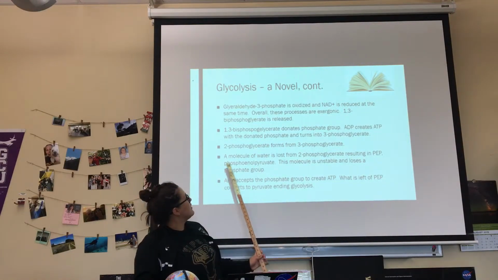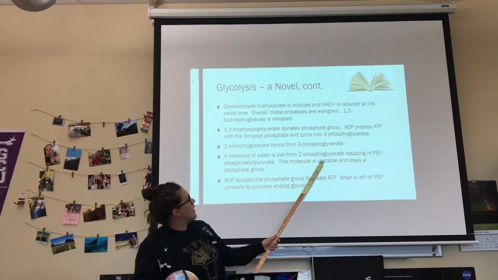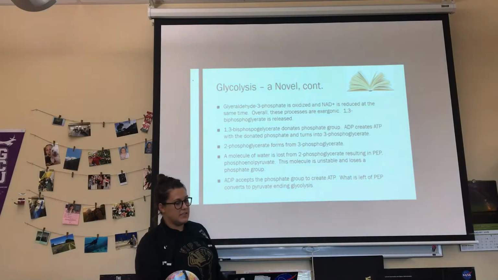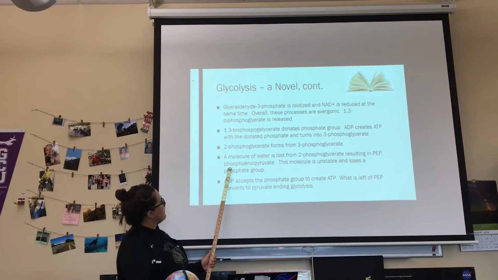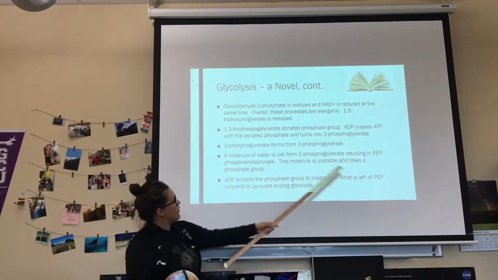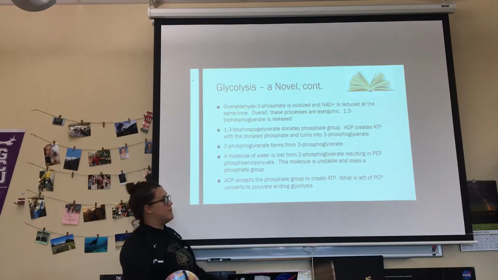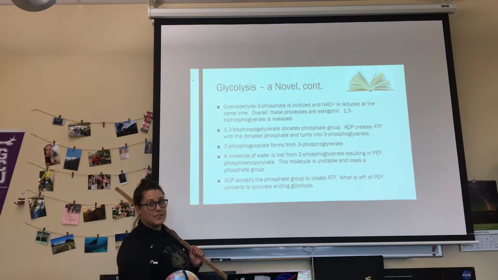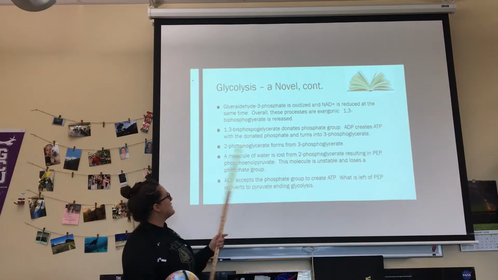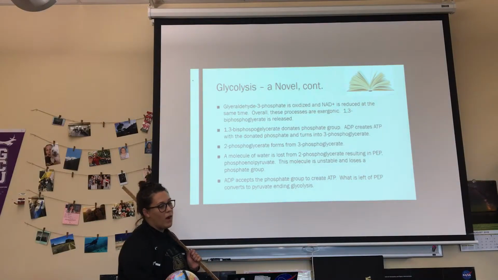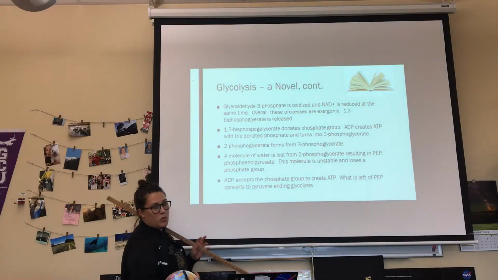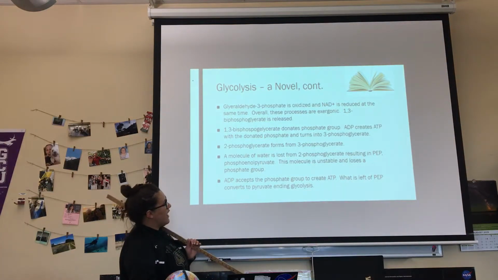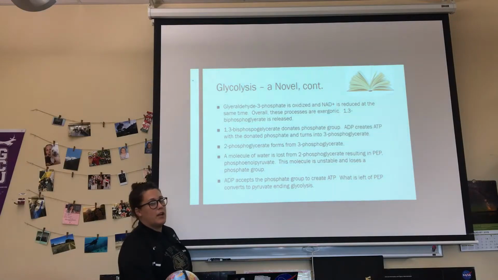And then a molecule of water is lost from 2-phosphoglycerate, resulting in PEP. Okay, so this is very important, and phosphoenolpyruvate is another word for PEP, but it's short for PEP because obviously it's very, very hard to pronounce. It's got basically every letter in the alphabet in it, or at least it seems like it. So this molecule is unstable and it loses a phosphate group. So when that water is pulled away from the phosphoglycerate and that PEP forms, it's very unstable. Because of that, that's how we kind of end up getting our final product. So we need that instability to have our final product be created.